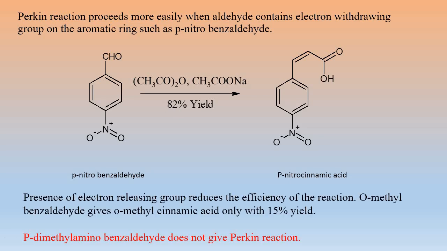Okay. But similarly, when electron releasing group, electron donating group such as alkyl, methyl, this ortho-methylbenzaldehyde gives ortho-methylcinnamic acid. You can write down this reaction, but the yield is only 15%, whereas in case of para-nitrobenzaldehyde the yield is 82%. Nitro group is electron withdrawing group, methyl is electron releasing, donating group. So withdrawing group will increase the yield, releasing group will reduce the yield.